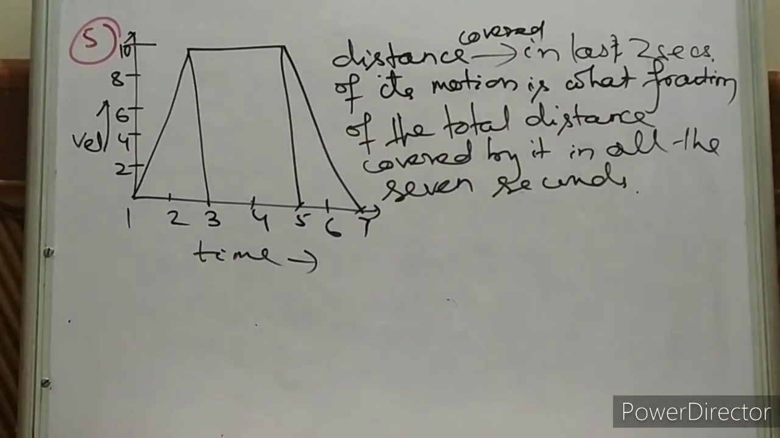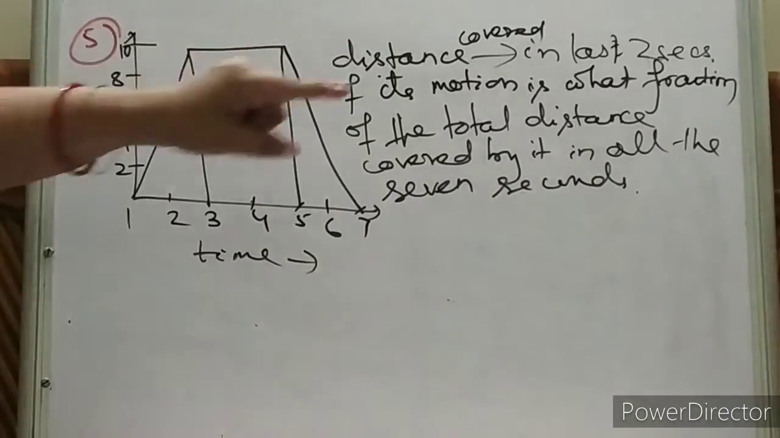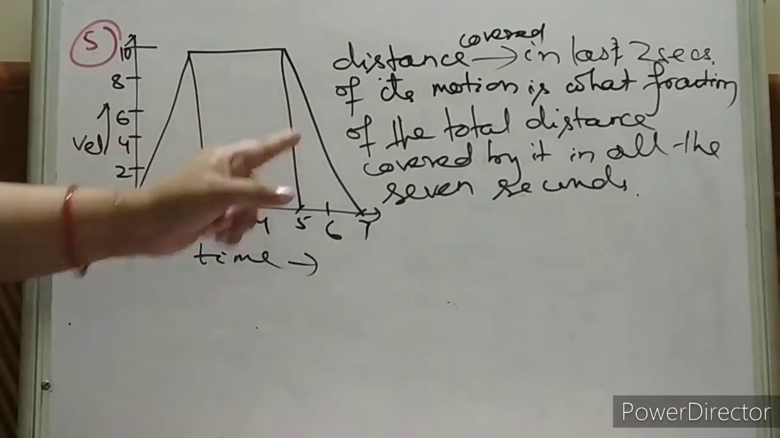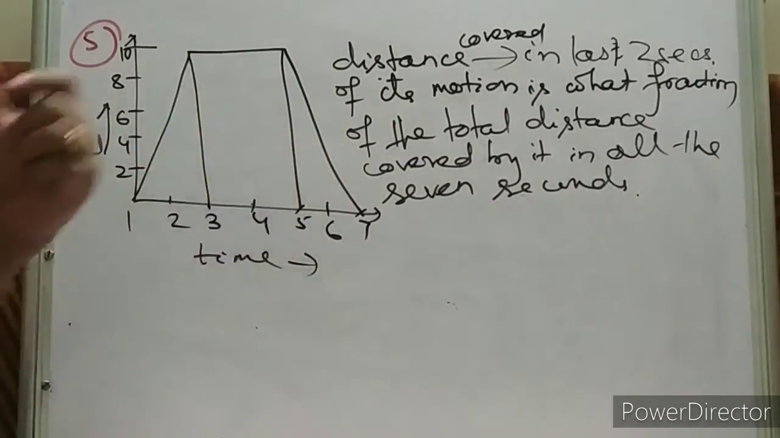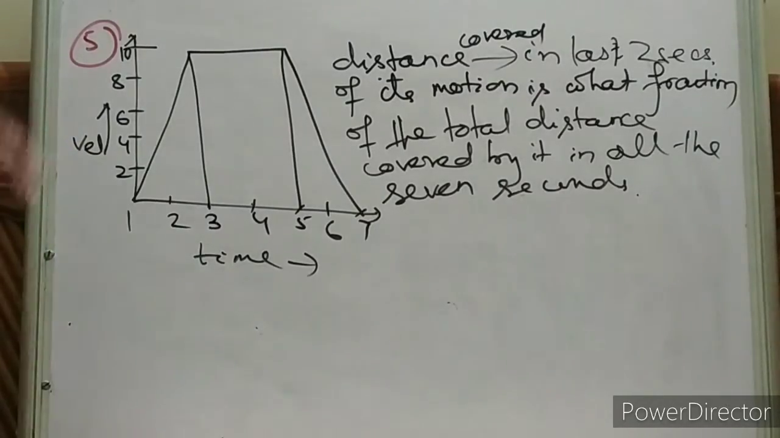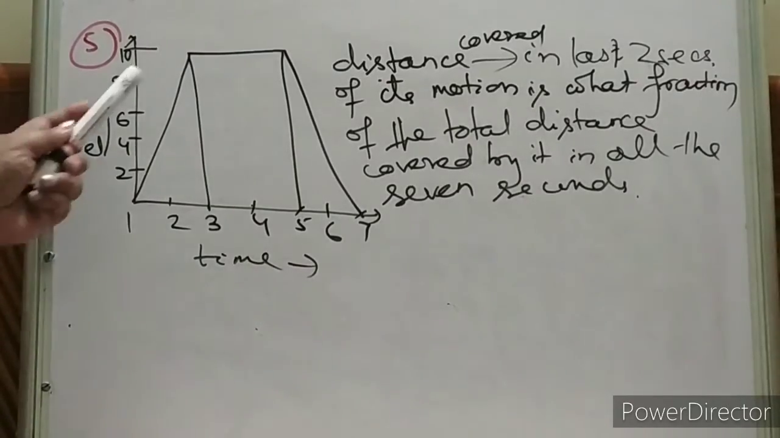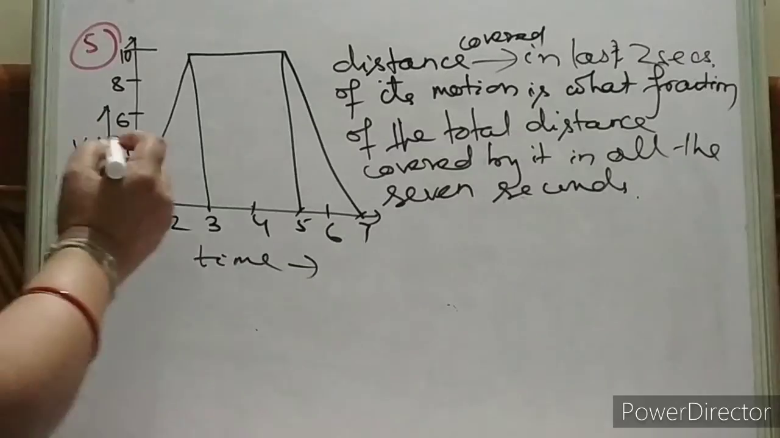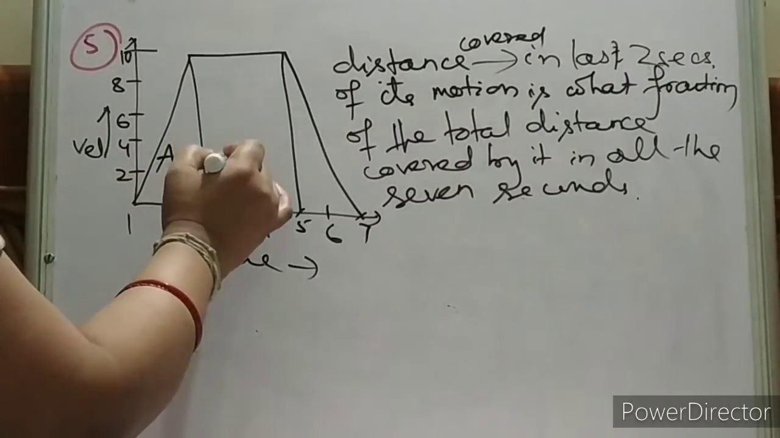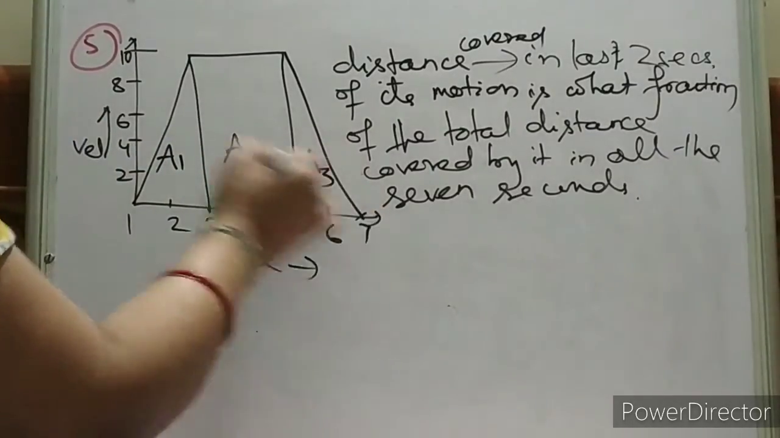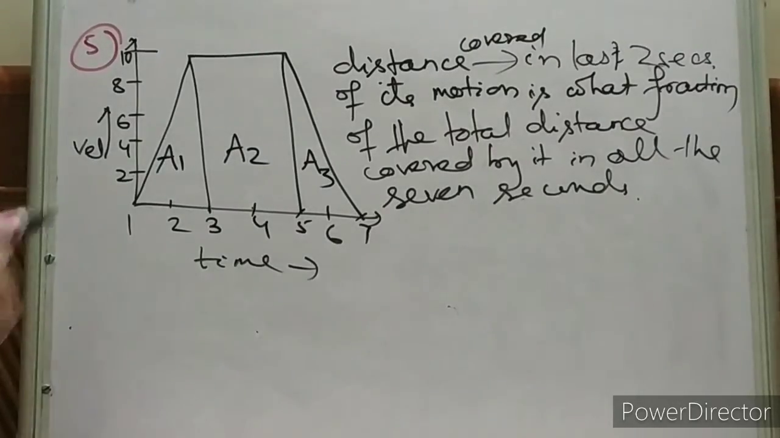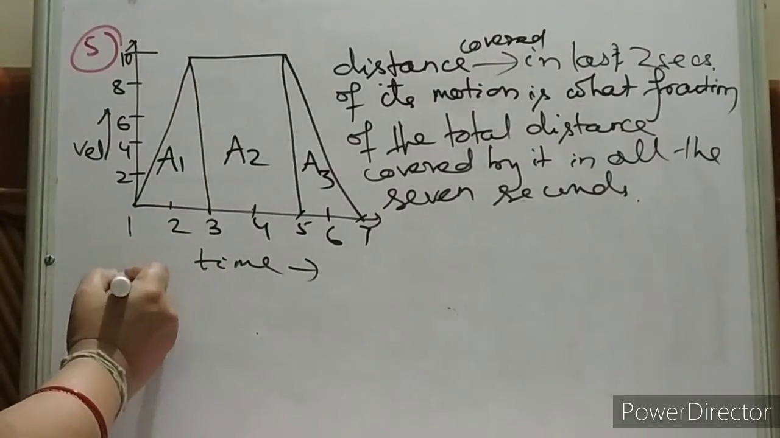So the question is given like this: distance covered by a body in the last 2 seconds of its motion is what fraction of the total distance covered by it in all the 7 seconds. That you have to find out. How to find out the distance? I have already discussed in my previous problems. Distance is nothing but the area under the curve. So let these areas be A1, A2 and A3.